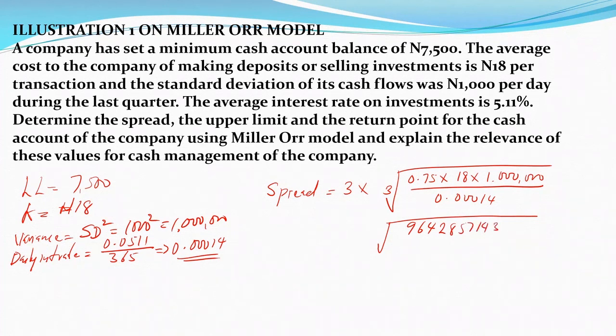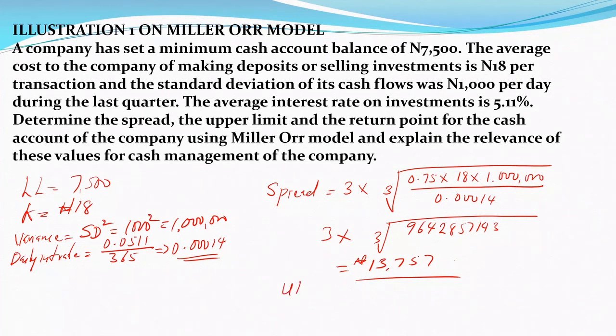9642857, 1, 2, 3, 4, 5, 6, 7, 8, 9. Okay, so cube root of 96428571430. So we have like 4,585 times 3. So we have approximately our spread is actually 13,757 units. Okay, we're dealing with cash, so it's Naira. So based on that, I have my spread.